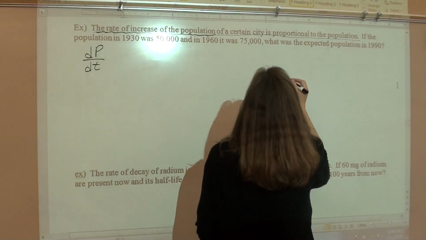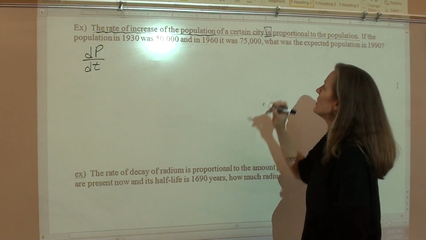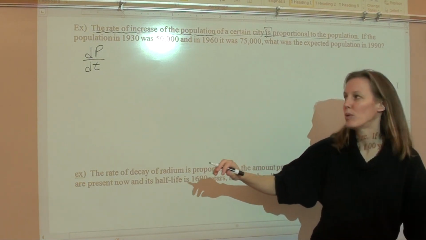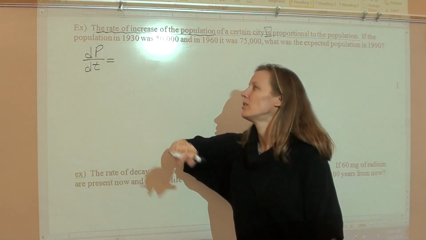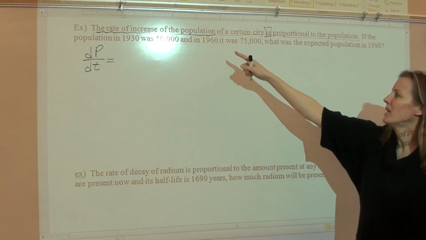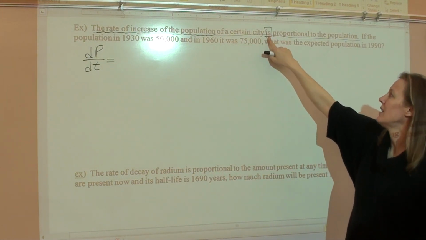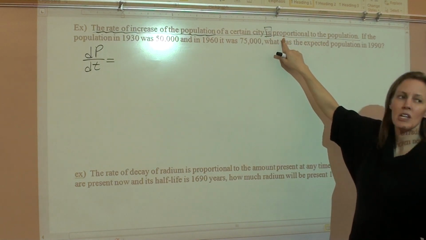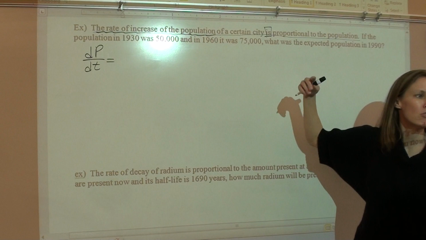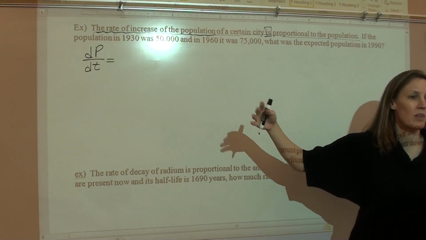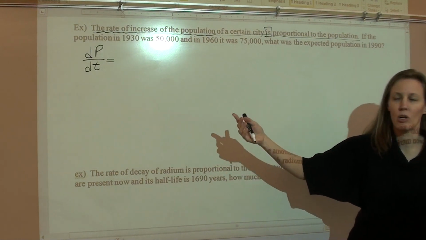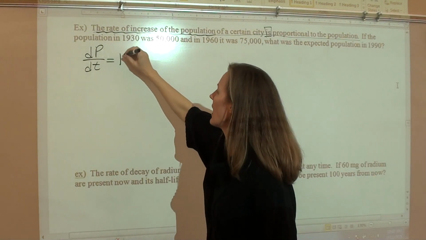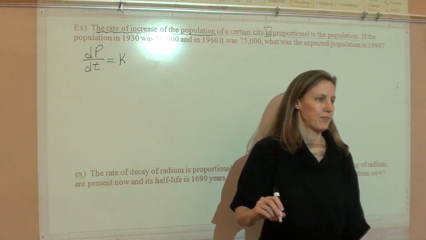In math, what does the word is mean that you write with the math? Equals. Okay? So the rate of increase of the population of a city is proportional to. Whenever you see the words proportional to, if they don't say directly, they mean directly. If it just says proportional, it means directly proportional. So whenever you see the words proportional to, you're going to write K times.